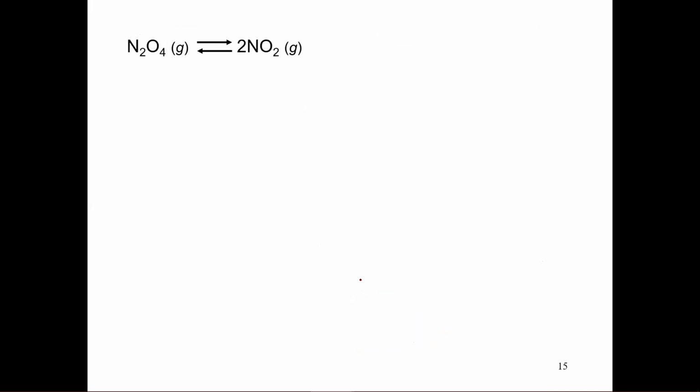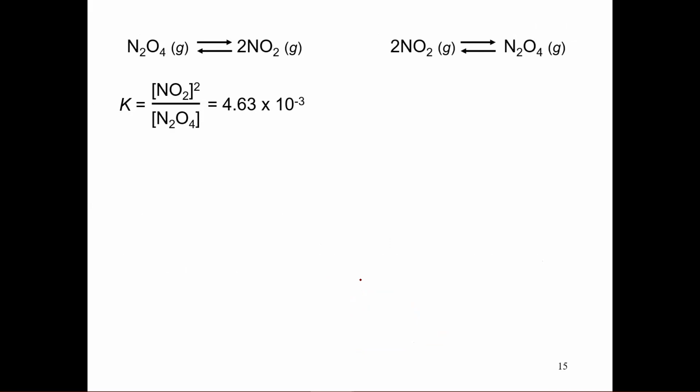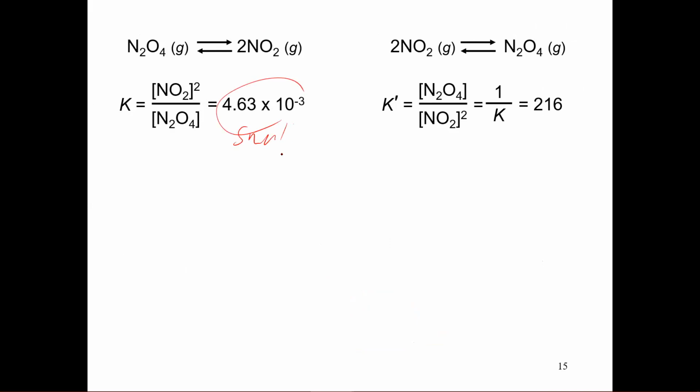the same curve. Now let's look at an example where you have N2O4 goes to 2NO2. The K prime there is the reverse of this. That's equal to 1 over K in this case. That's 216. So if this is the K and it's very small, what does that tell you? It tells you it goes to the left. And if this is the K that's very large, it tells you it's going to go to the right.